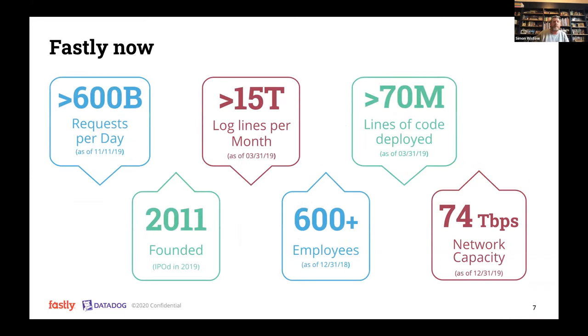So where are we now? We were founded in 2011, and we have a little over 600 employees now. We do about 600 billion requests a day. We ship about 15 trillion log lines a month, and we have 70 million lines of code deployed on our edge servers. And our network is now up to about 74 terabits per second capacity. This is as of recently.